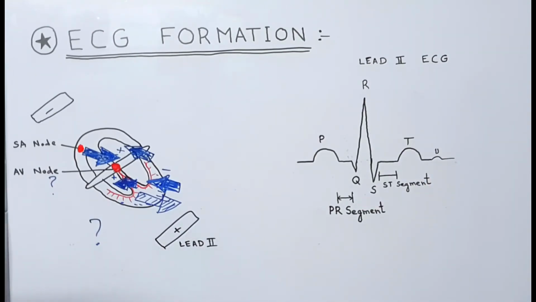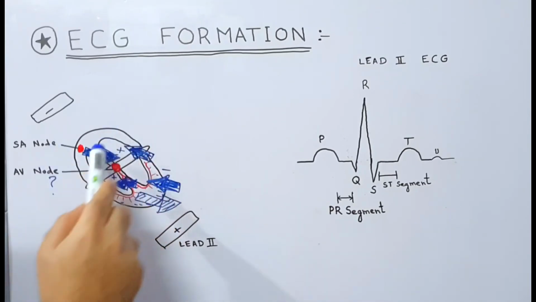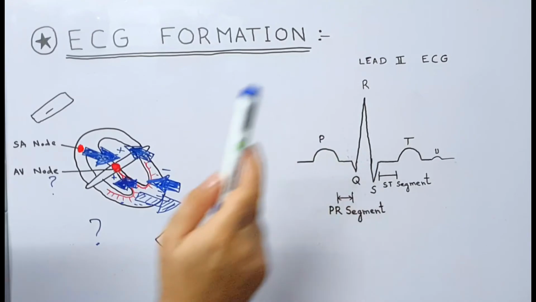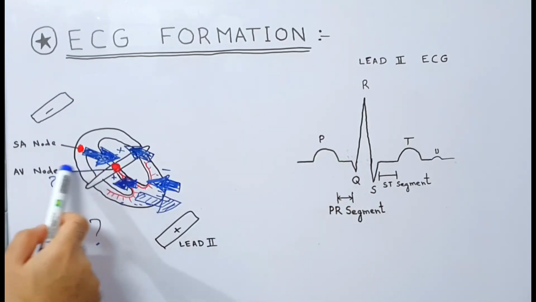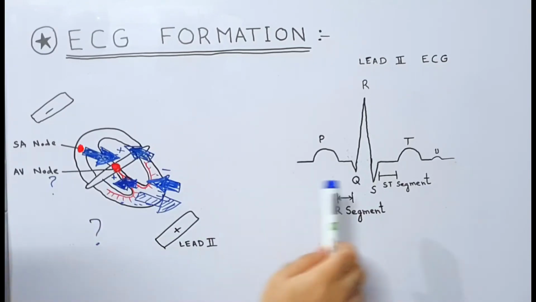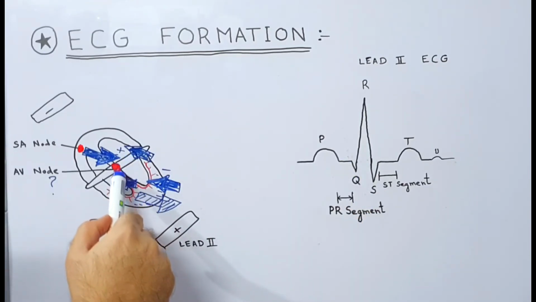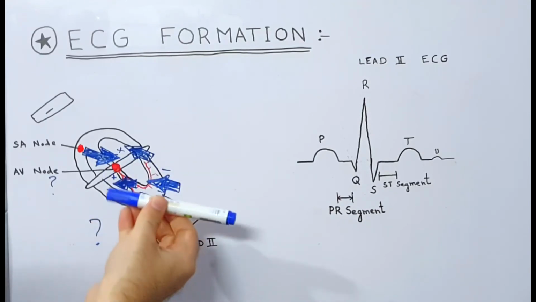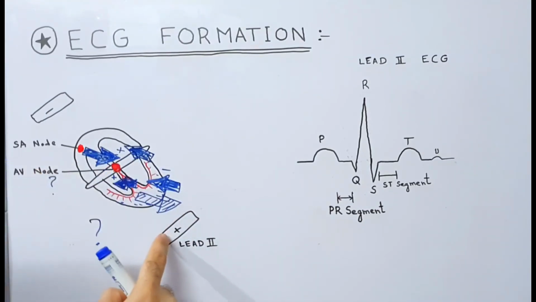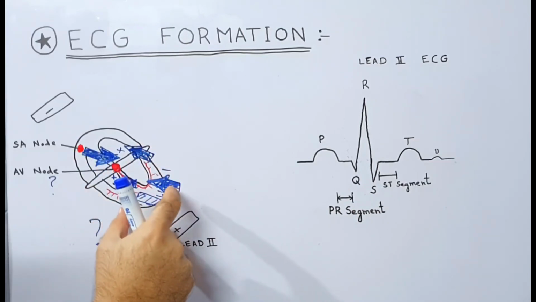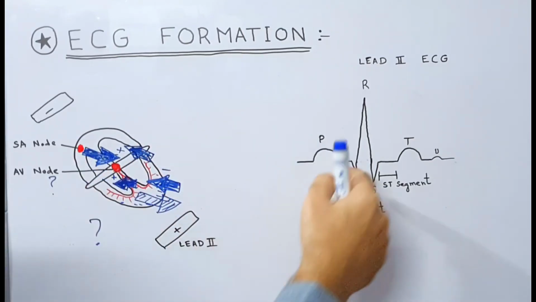So by now we have seen when atria are contracting, resultant vector is pointing towards the positive electrode, we get P wave. When the current is in AV node, there is a delay of 0.1 seconds before the current is passed. No resultant vector is formed, we get PR segment. When the current reaches the ventricle, first interventricular septum is depolarized, the resultant vector is in this direction pointing away from the positive electrode, and we get a Q wave. Then when the major portion of the ventricle is depolarizing, we get an R wave.